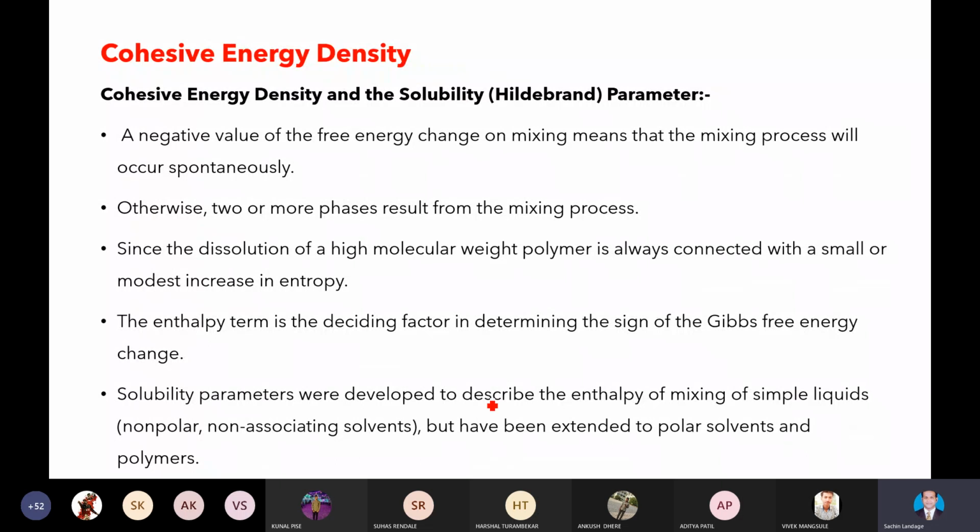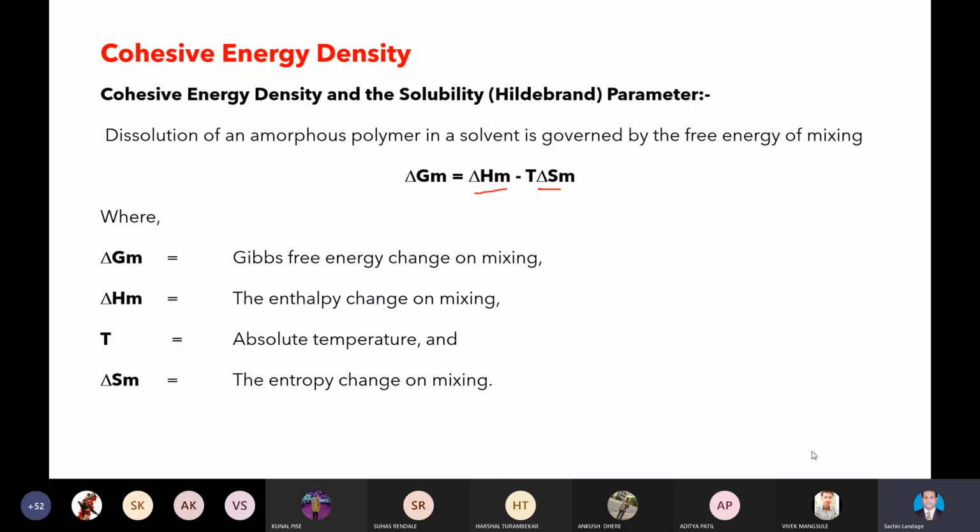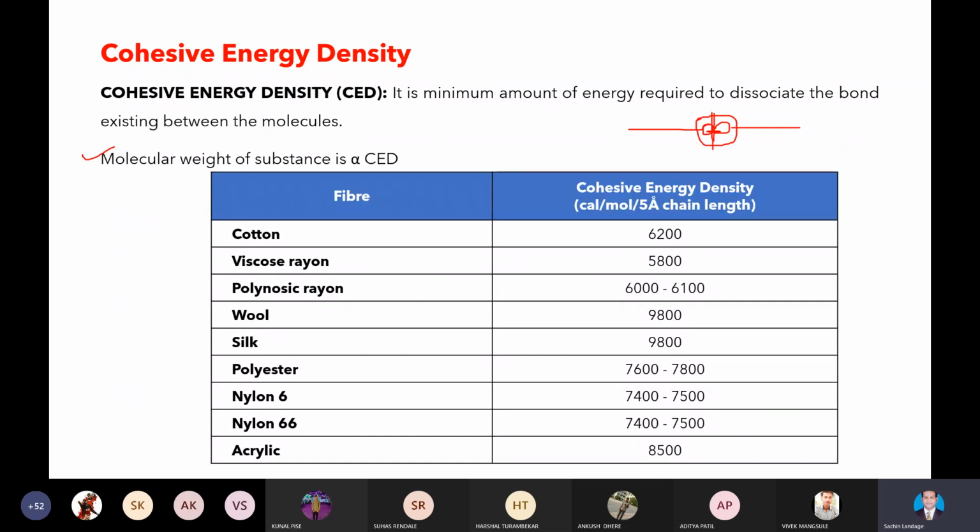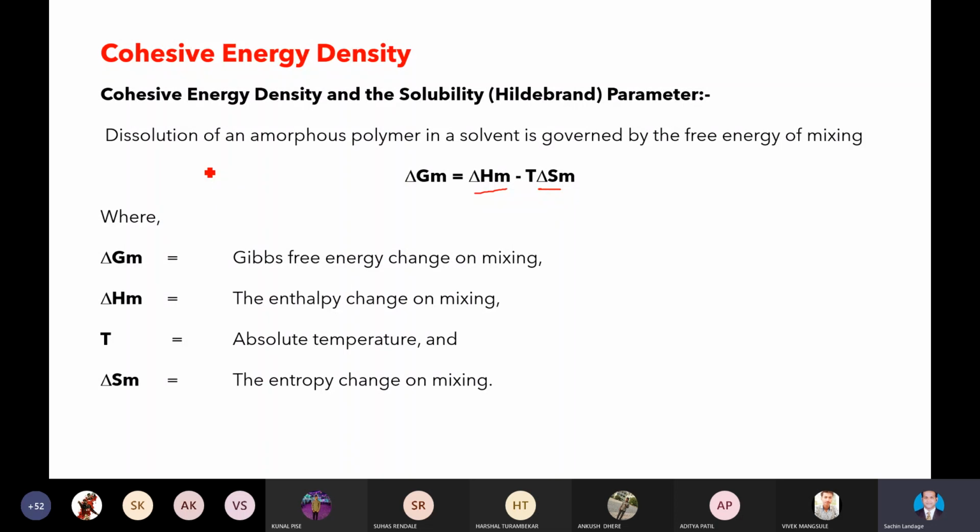So that is nothing but our cohesive energy density. Now, what type of question will be asked based on this? For example, why does cotton dissolve in 70% H2SO4? What do you have to write as the answer? First, the definition must be there. Cohesive energy density is the minimum amount of energy required to dissociate the bonds existing between the molecules.